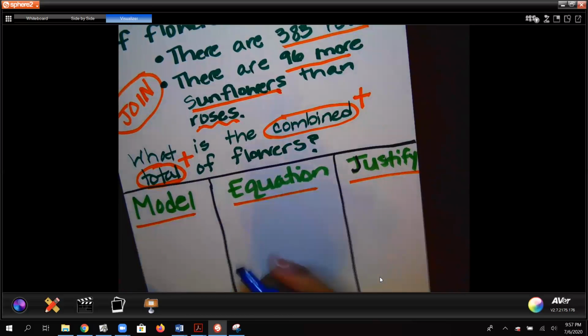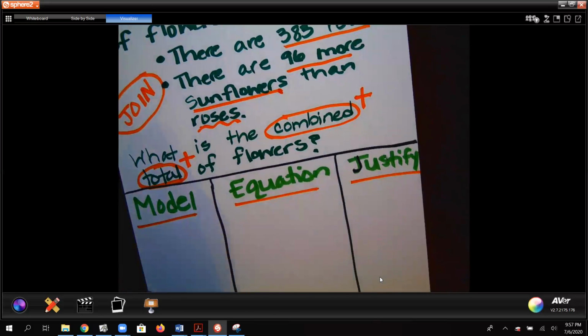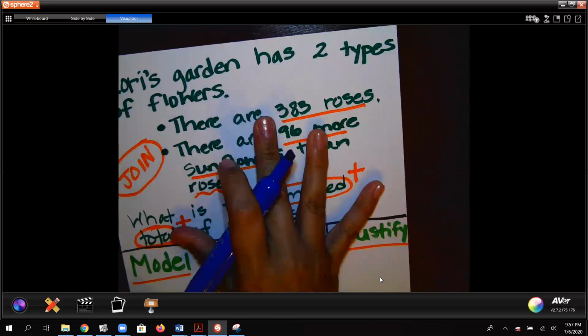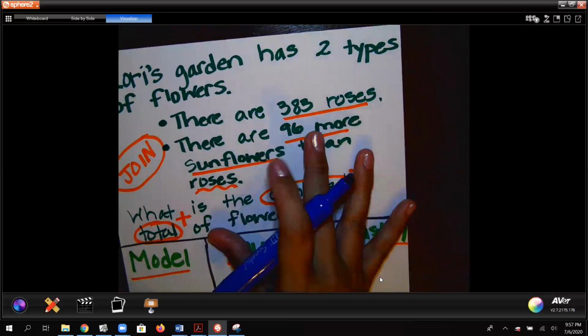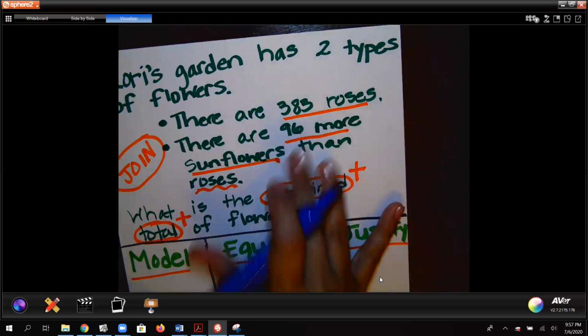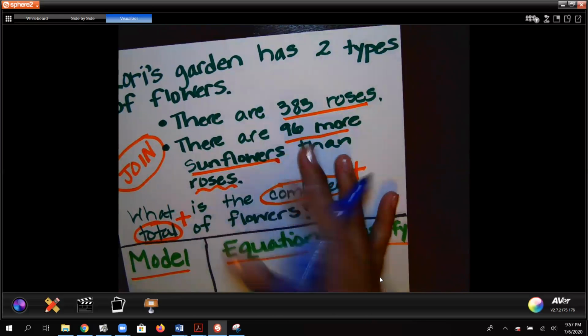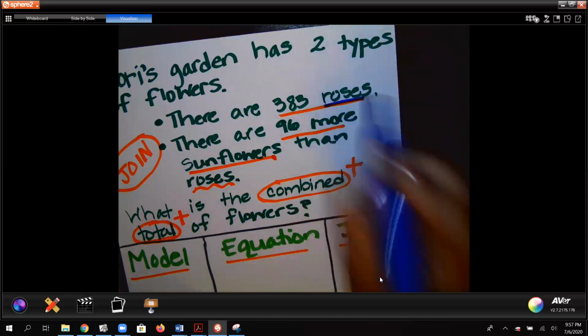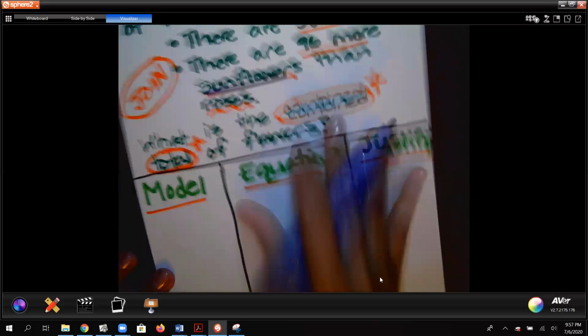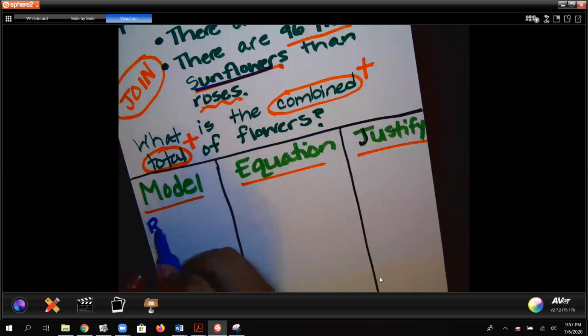So I have the 2 types of flowers. Every math problem is like a story, and you have characters, and you have a problem, and you have a solution. So here it's not people, but it's things, it's flowers. You have roses and sunflowers. So I'm going to put an R for roses and an S for sunflowers. How many roses do we have?